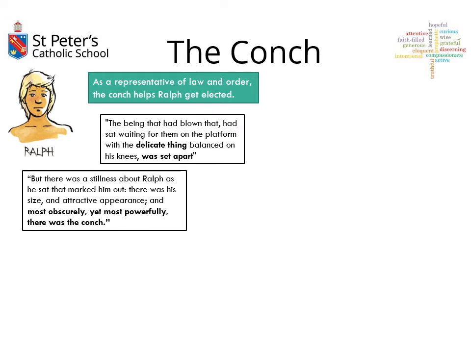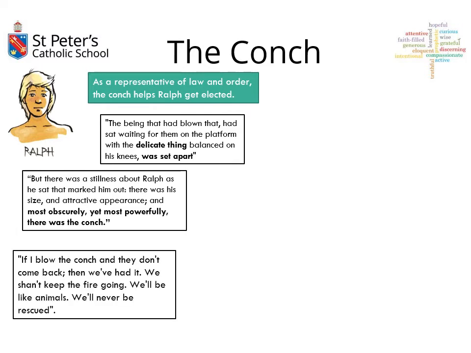We see that in multiple quotations: "There was a stillness about Ralph as he sat that marked him out. There was his size and attractive appearance, and most obscurely, yet most powerfully, there was the conch." So that quotation sums up what I was just saying. Ralph is someone who is largely predisposed to be given that role because of the way he looks and his manner, but it is mostly in that moment because of him holding that object.